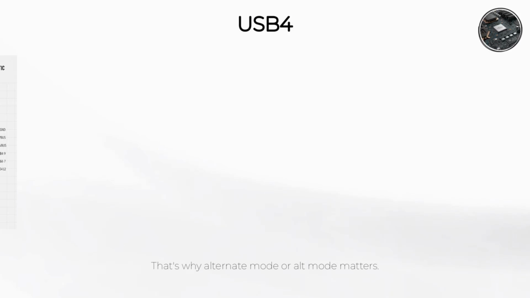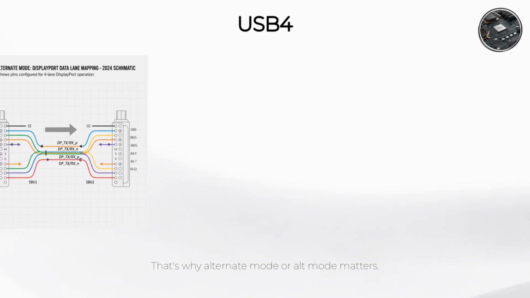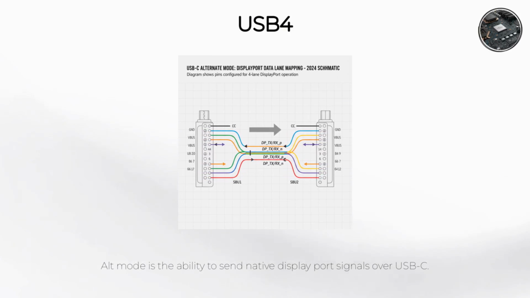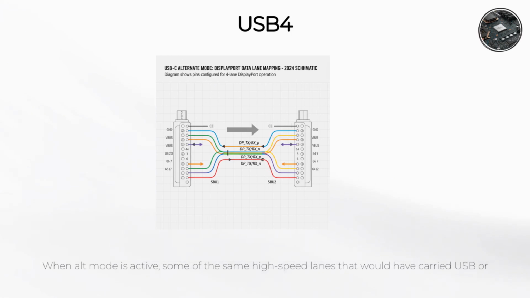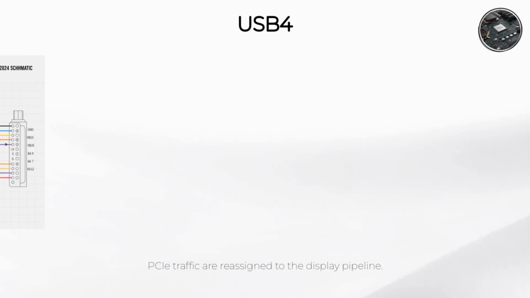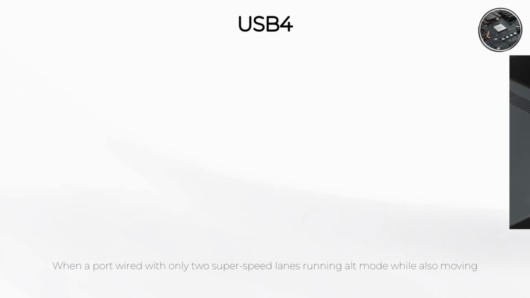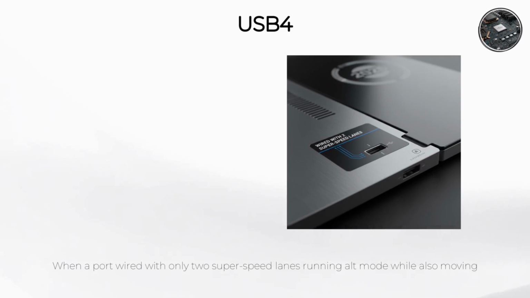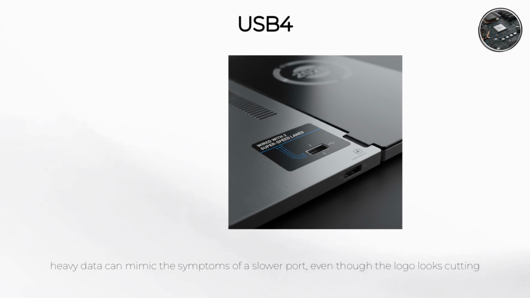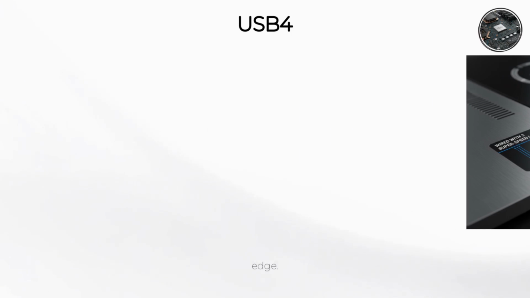That's why alternate mode, or alt mode, matters. Alt mode is the ability to send native DisplayPort signals over USB-C. When alt mode is active, some of the same high-speed lanes that would have carried USB or PCIe traffic are reassigned to the display pipeline. On a port wired with only 2 superspeed lanes, running alt mode while also moving heavy data can mimic the symptoms of a slower port, even though the logo looks cutting edge.